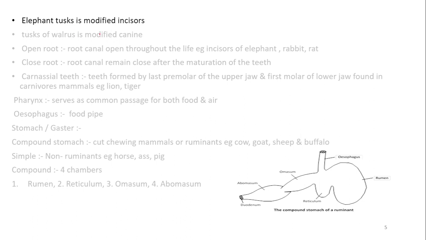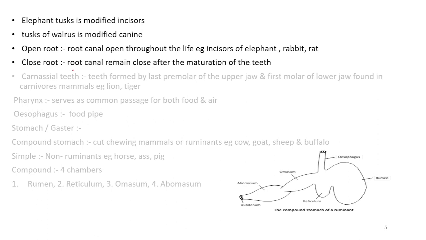Elephant tusk is a modified incisor and the tusk of the walrus is a modified canine. Open root canal: open throughout life, for example incisors of elephant, rats and rabbits. Closed roots: the root canal remains closed after the maturation of the teeth. Carnassial teeth: teeth formed by the last premolar of the upper jaw and the first molar of the lower jaw, found in carnivorous mammals, for example lion and tiger.